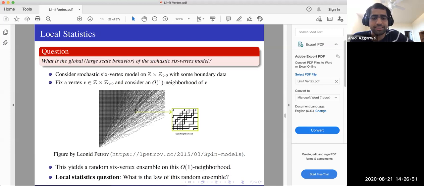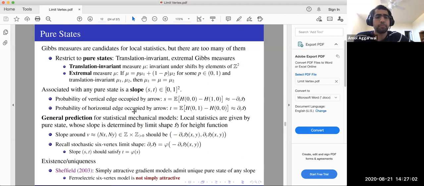It's natural to expect that the law shouldn't be so sensitive to where exactly I look, to microscopic changes in where I look. Now the extremality is less obvious, why it should be true, but okay, here's the definition.